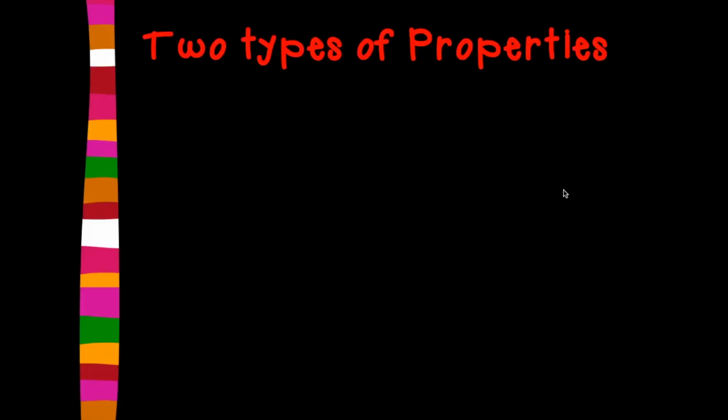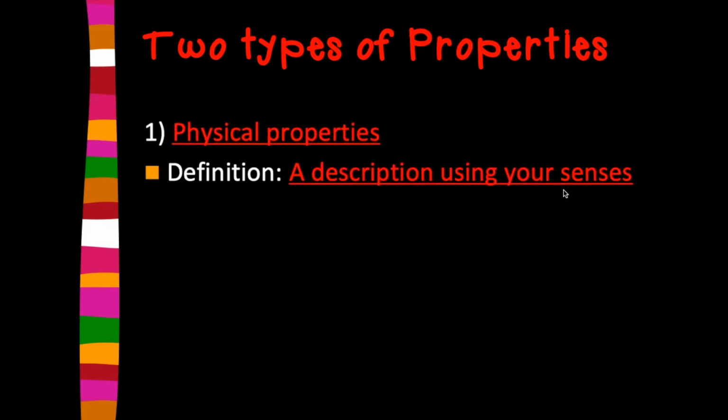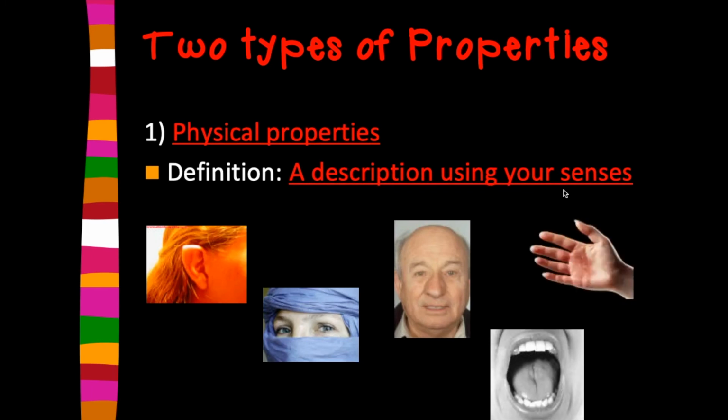So there are 2 types of properties. If you want to write that kind of at the top of your notes, there are physical properties, which is a description that you make using your senses. So what is something making a noise? What does it look like? What color is it? Does it have a smell? Can you taste it? Does it have a certain texture? So what does it feel like?